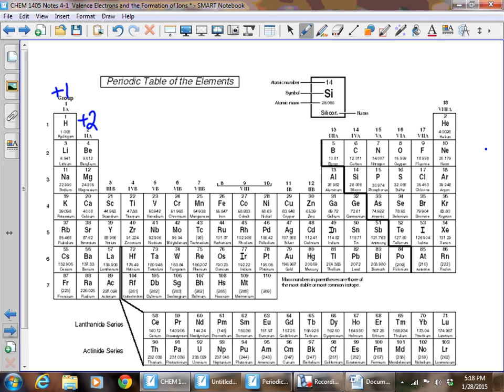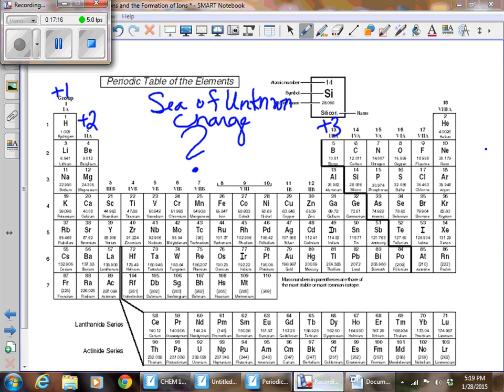Well, that's because their charges are always +1 for group 1A and +2 for group 2A when they form these ions. Think about it, it makes sense. If you've got 1 valence electron, you're going to lose it like group 1A does. If you've got 2 valence electrons, you're going to lose them like group 2A does. Group 3A +3, we really don't know what these are. We sometimes call this the sea of unknown charge.